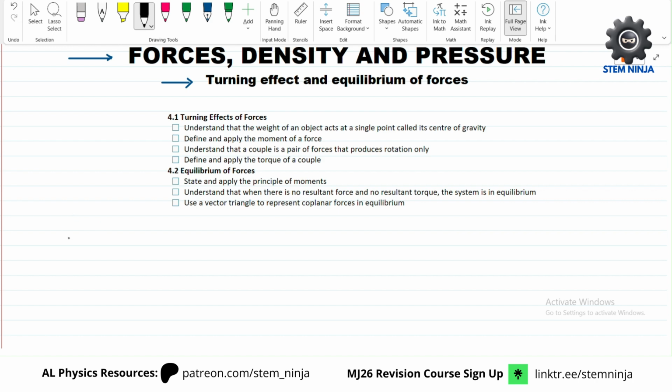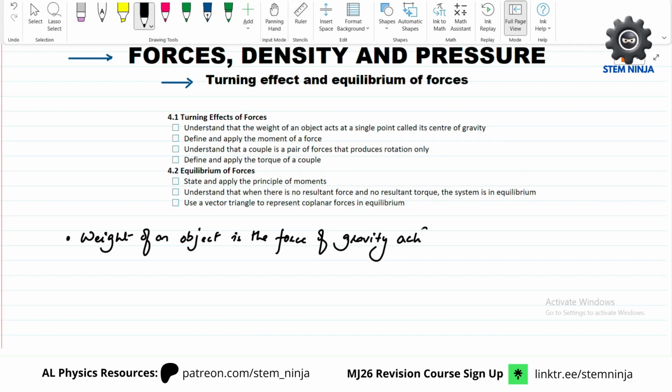So we know that weight of an object is the force of gravity acting on it. We are already familiar with this. But where is that force acting? That's acting at the center of gravity.